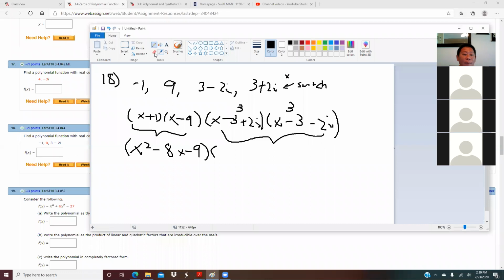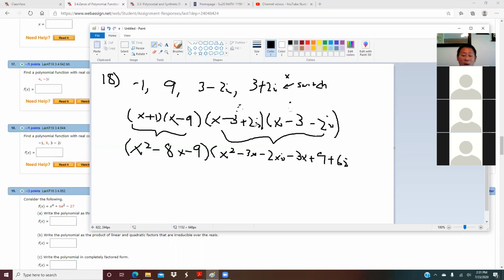So in this case, I erase a 3 so you don't get confused with the 3. So when you foil this, x times x is x squared. X times -3 is -3x. X times -2i is -2xi. So this is the first x term, and then you take the -3 and distribute. So -3 times x is -3x. -3 times -3 is +9. -3 with -2i is 6i.